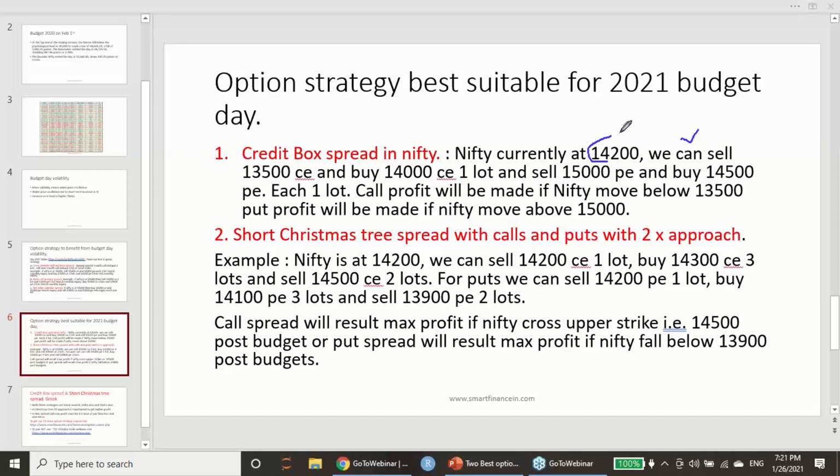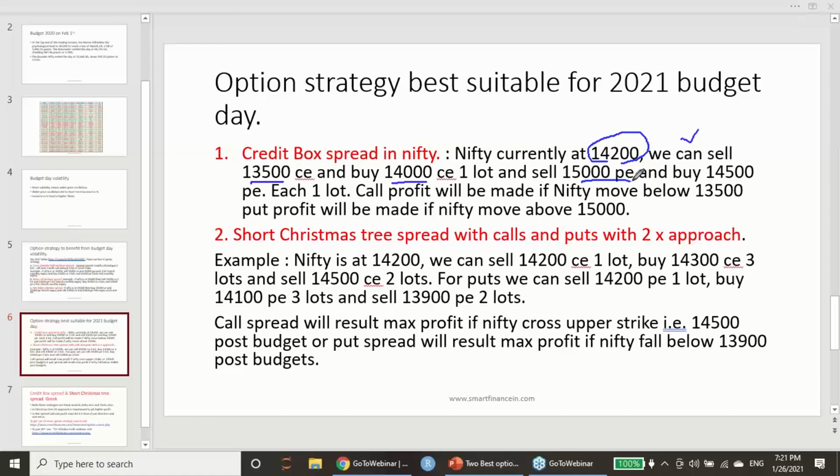Suppose Nifty is at 14,200, you can sell the 13,500 call and buy the 14,000 call option, so you receive a credit. Same process you can follow for the put options. You can sell the 15,000 put option and buy the 14,500 put option, one lot each. Here your maximum profit will be if Nifty falls below 13,500 or moves above 15,000. If either of these cases happens, then you will be at maximum profit.